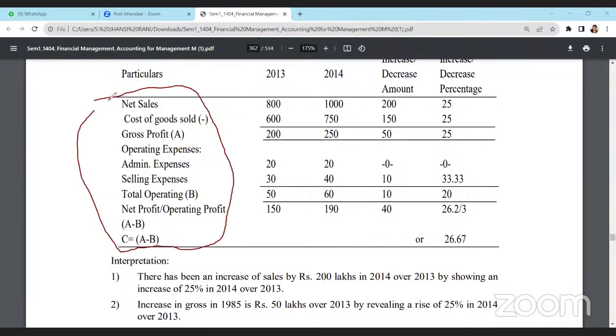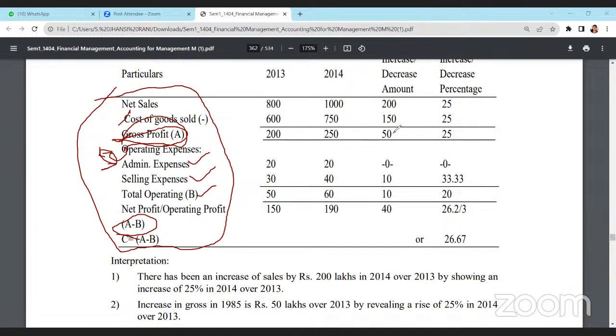It is a format. Net sales minus cost of goods sold, you'll get gross profit. And from that, we will deduct the operating expenses. Under that, administration expenses and selling expenses, if we deduct, that is total operating expenses. This is B, and this is gross profit A, and net profit is A minus B. Profit is gross profit A, and expenses is B, so A minus B will give the net profit. This is how you will do it as per the format.